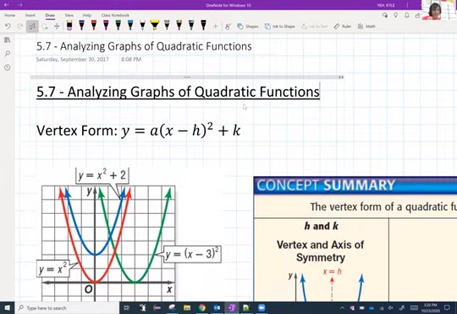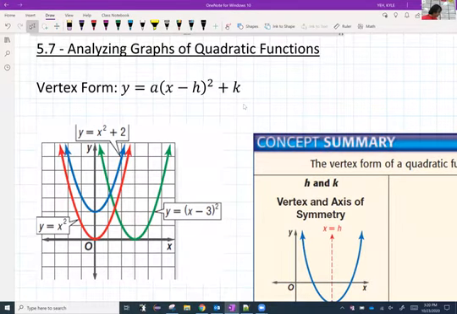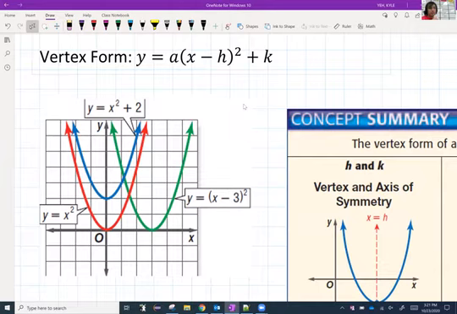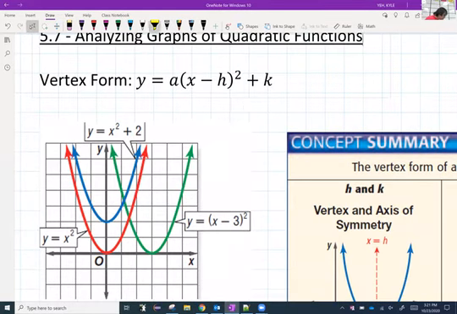So 5.7 right here, analyzing graphs of quadratic functions. We've looked at graphs a lot. We've looked at solving quadratic equations. And right here, we've got a few different parabolas on the screen, red, blue, and green. At the top there, you'll see something called vertex form. This form of a quadratic equation is where we are going to be living all day today.